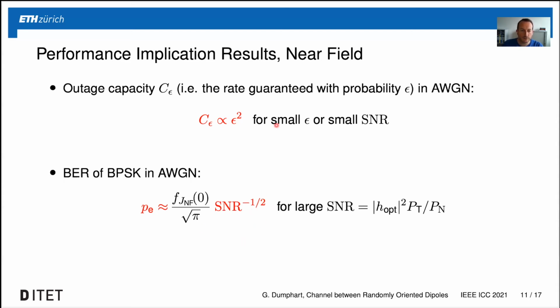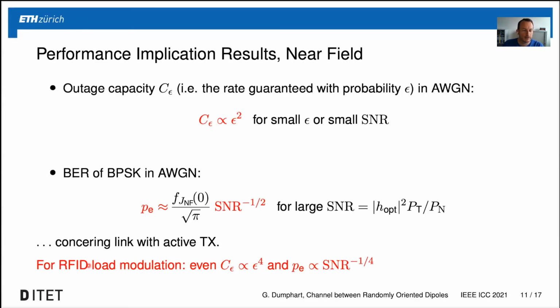Now, these results concern a link with an active transmitter, actually. And when we have a passive transmitter, like in RFID with load modulation, things are even way worse. Then we get the 4th power here, and we get a diversity exponent of 1/4, which is a disastrous fading behavior. Now, that was the near field region.